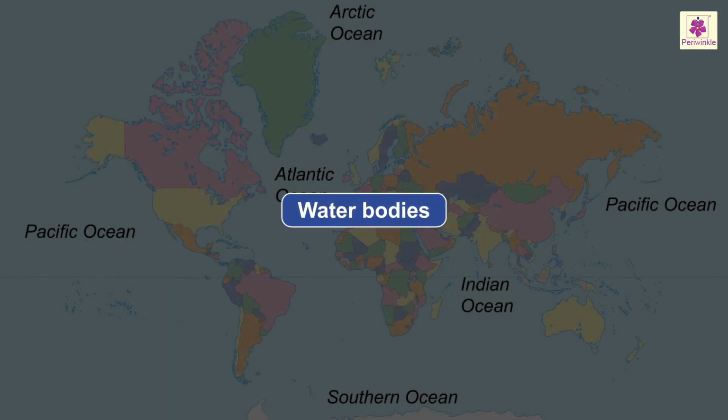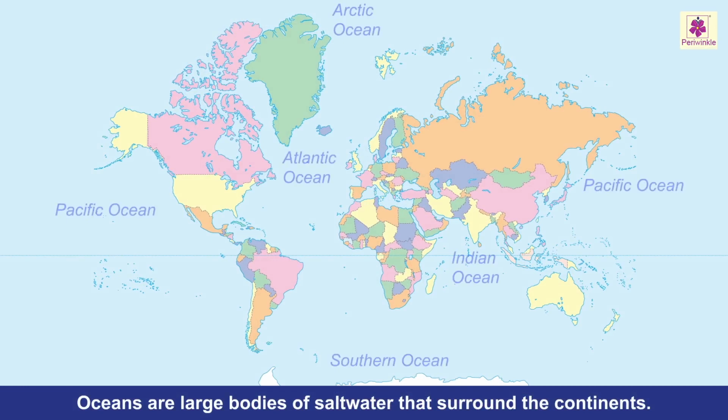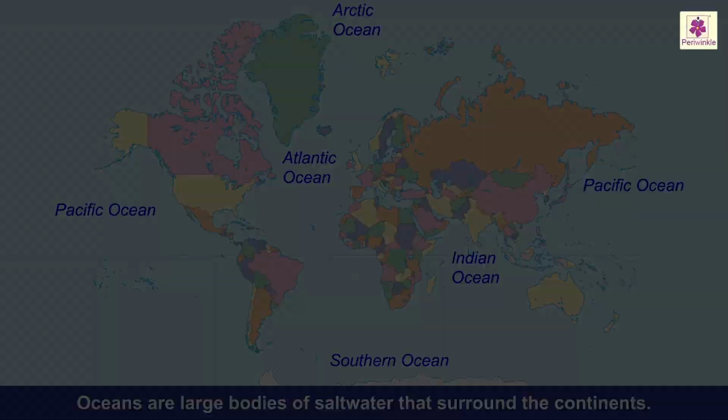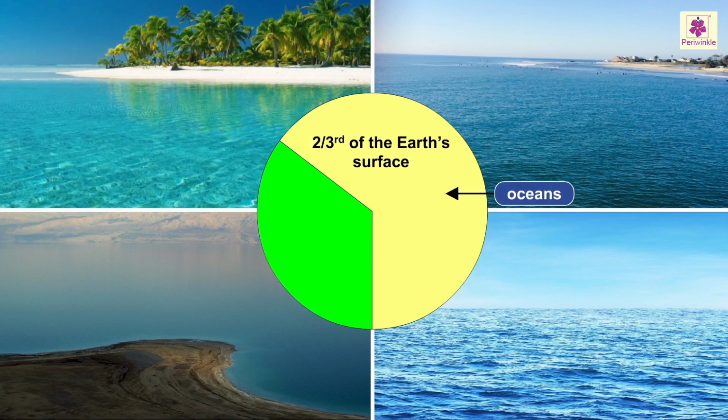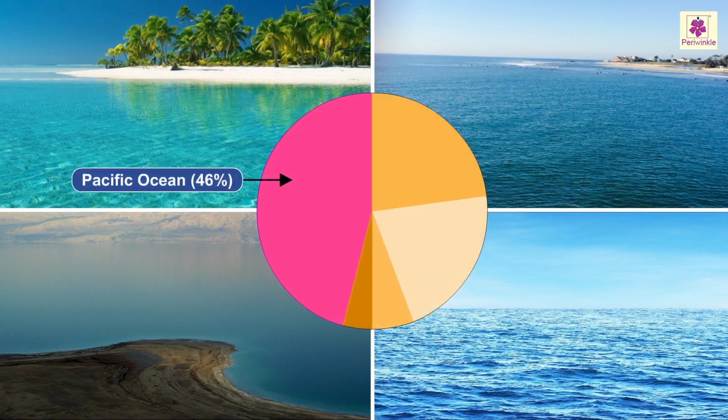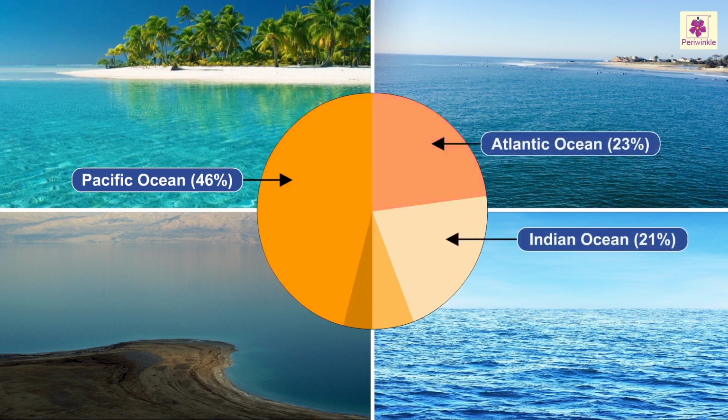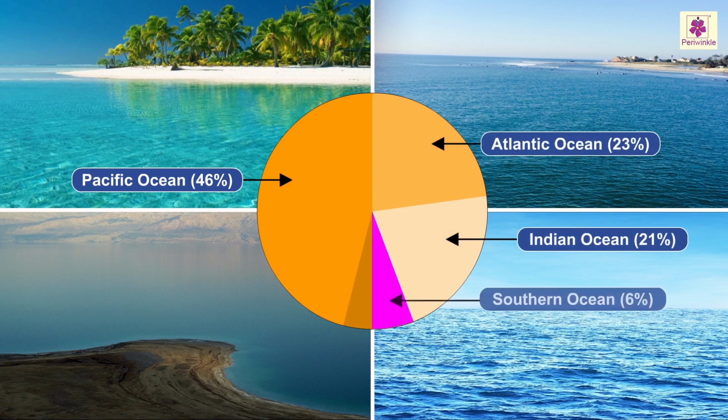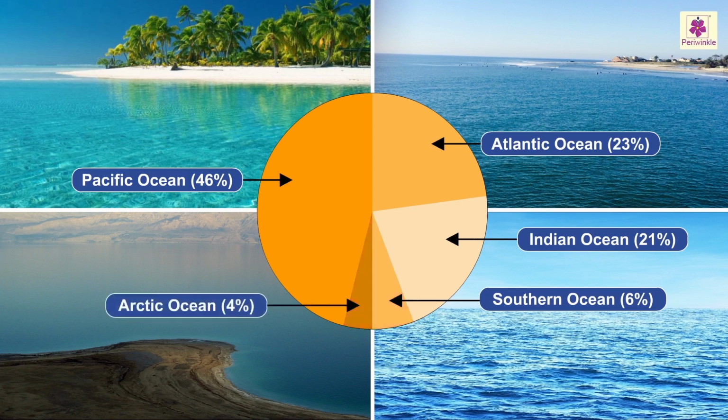Water bodies. Oceans are large bodies of salt water that surround the continents and cover more than 2/3 of the Earth's surface. The Pacific Ocean is the largest ocean. The Atlantic and the Indian Oceans are almost the same size. Then comes the Southern Ocean, and lastly, the Arctic Ocean, which is the smallest in size.